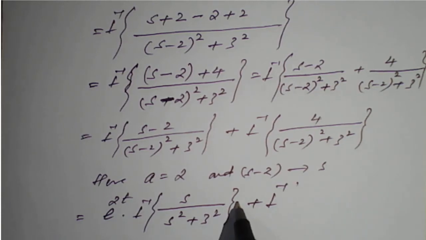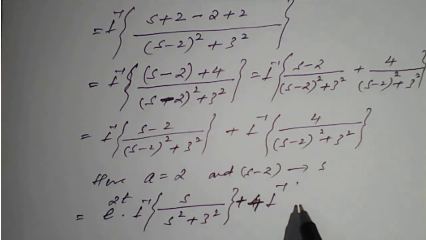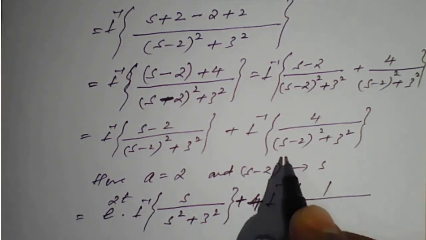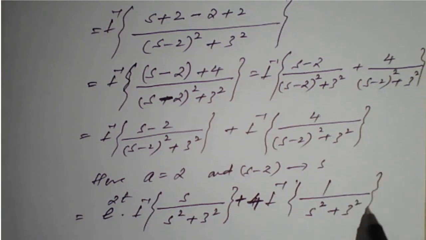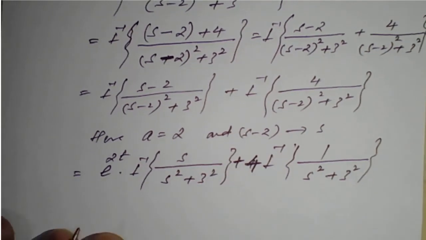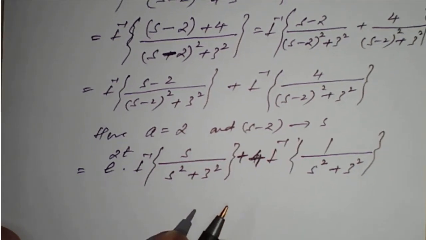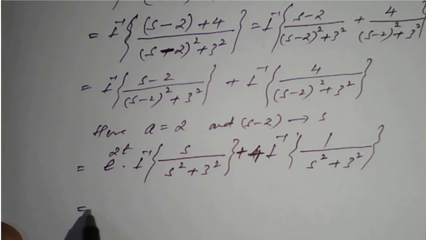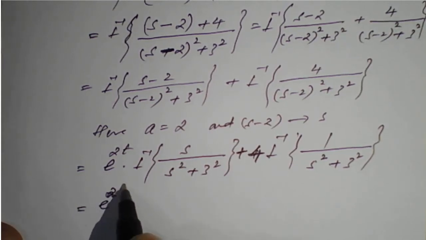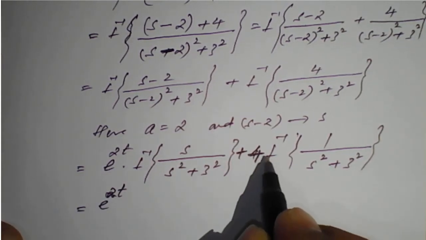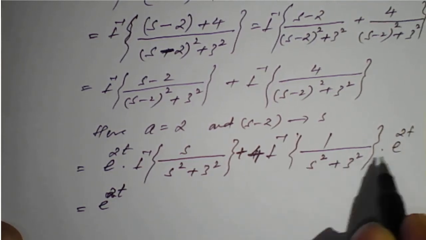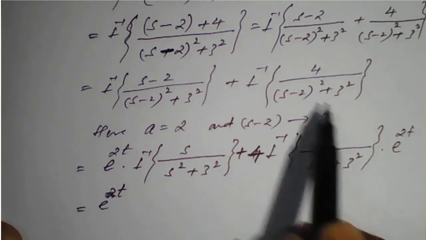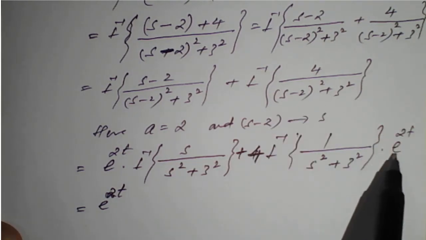this 4 I will take outside, so it will become 1 divided by s minus 2 changes to s, that is s square plus 3 square. You can write directly also, or else this step is easy to understand. So therefore e raised to 2t, actually here also we need e raised to 2t, so this is a separate term. Here also we have s minus 2, which means the shifting property will apply here also.